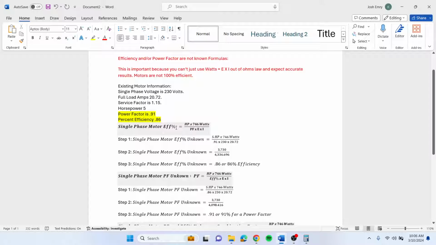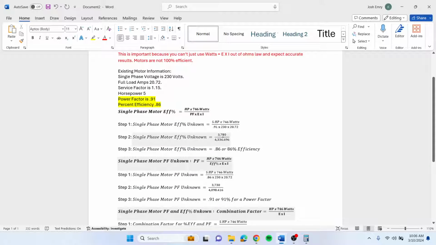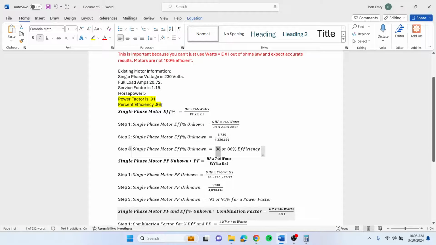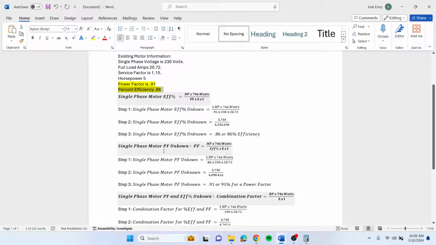So for the first formula, let's pretend we don't know what the percent efficiency is, but we know what the power factor is. So we plug that into the equation, and you end up with the 5 horsepower times 746 watts divided by 0.91 times 230 volts times 20.72 full load amps. You end up with 3,730 divided by 4,336.696. So we end up with that 0.86, or 86% efficiency, which matches our information up here.